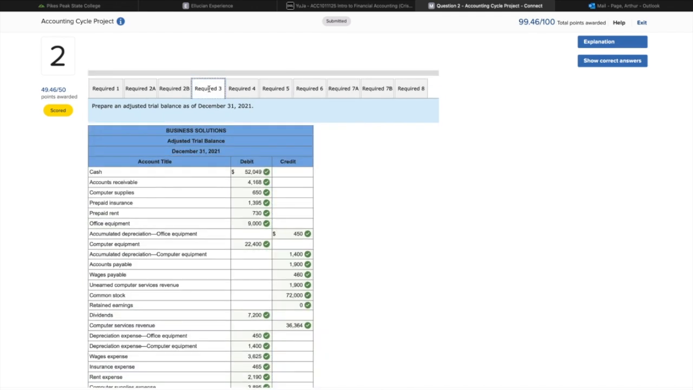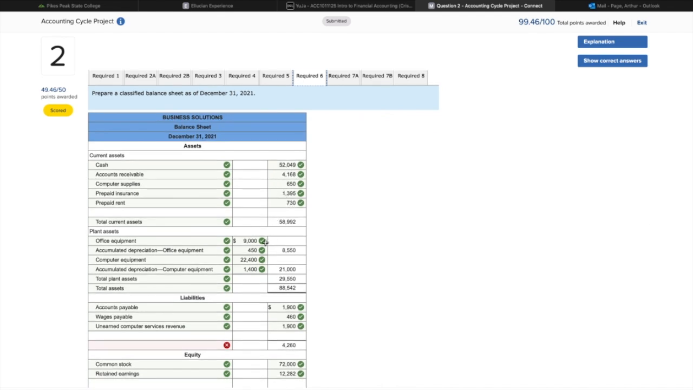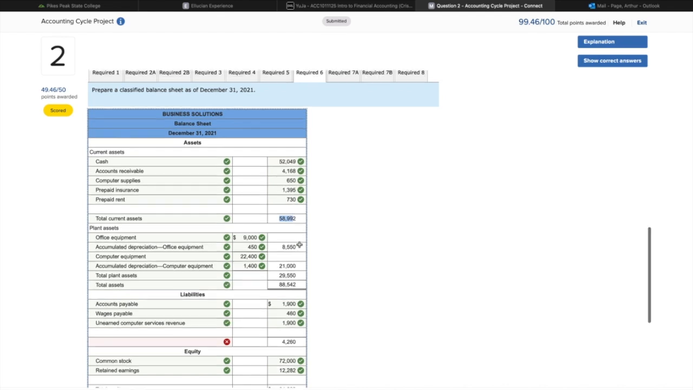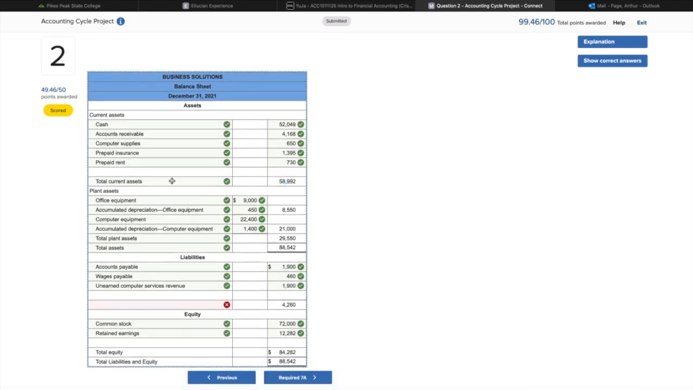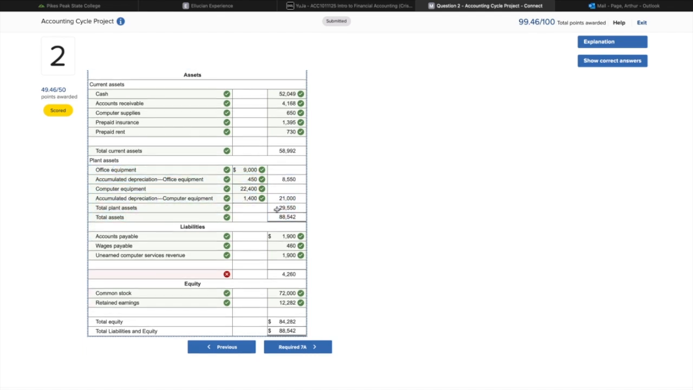Our cash came from our trial balance. Accounts receivable, same thing. All those, same thing. We add them up, got our total assets. This is a classified statement, so it's also going to separate the plant assets out, which is equipment, land, stuff like that. And it also shows you that your assets equal your liabilities and equity, so it shows that it balances.